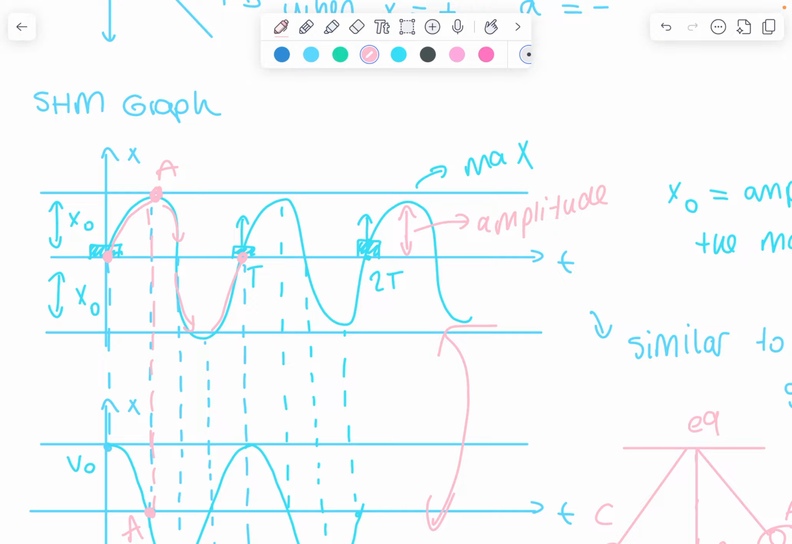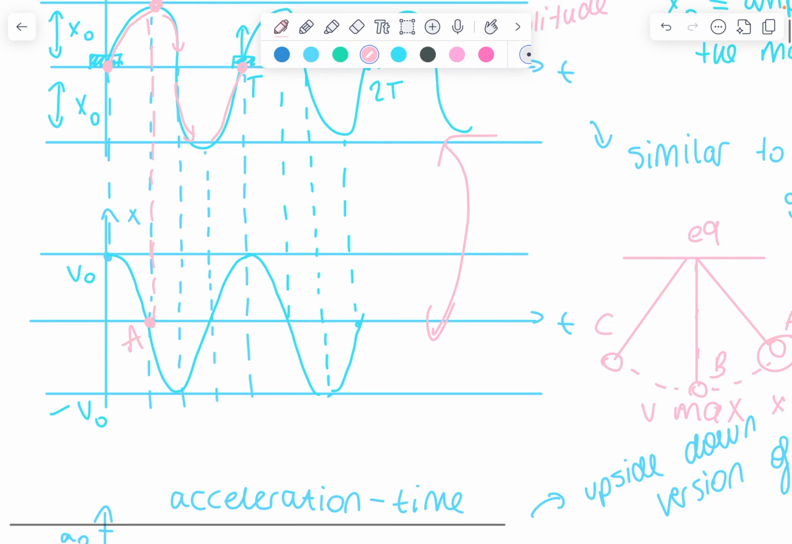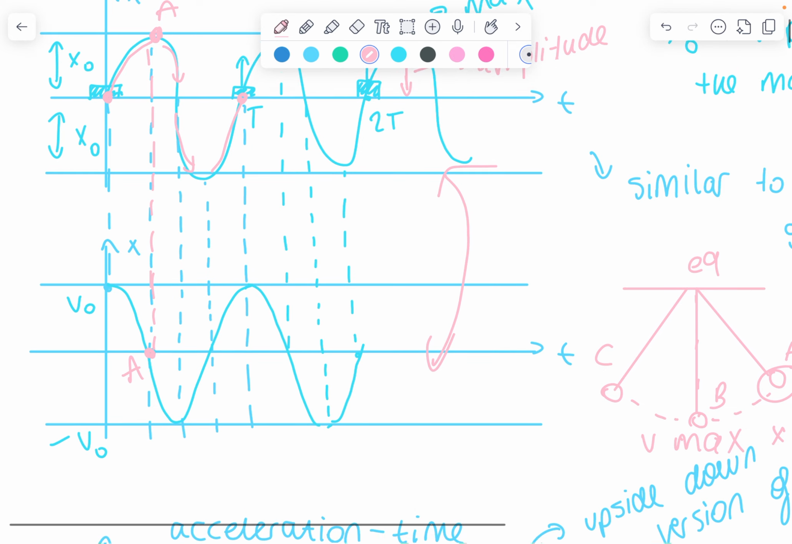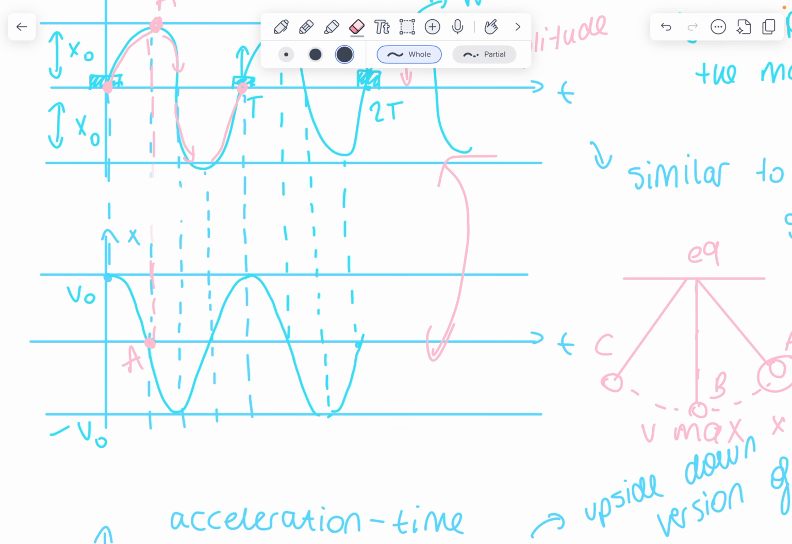displacement of the mass from the equilibrium point. So amplitude is, as I said, simply the furthest distance from equilibrium. And now let's think about the velocity time graph. So this graph is shifted compared to the displacement because velocity depends on how fast the object is moving. At maximum displacement, velocity is 0.